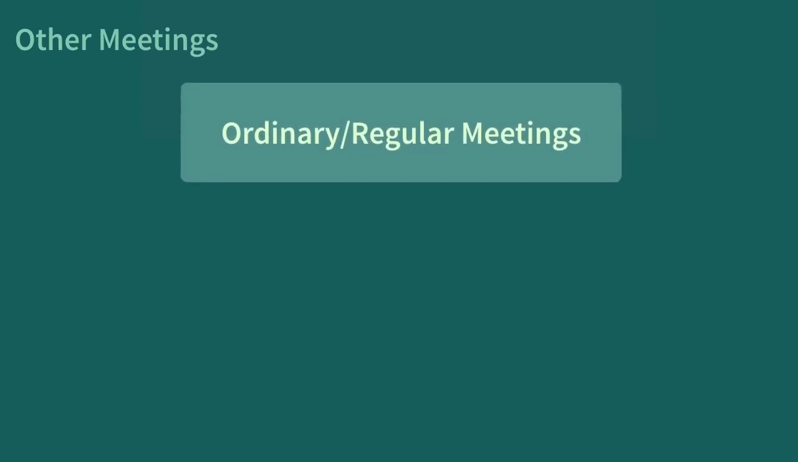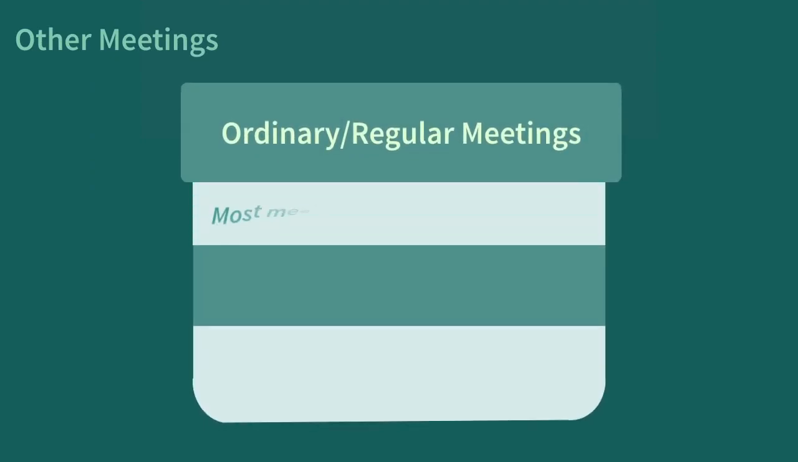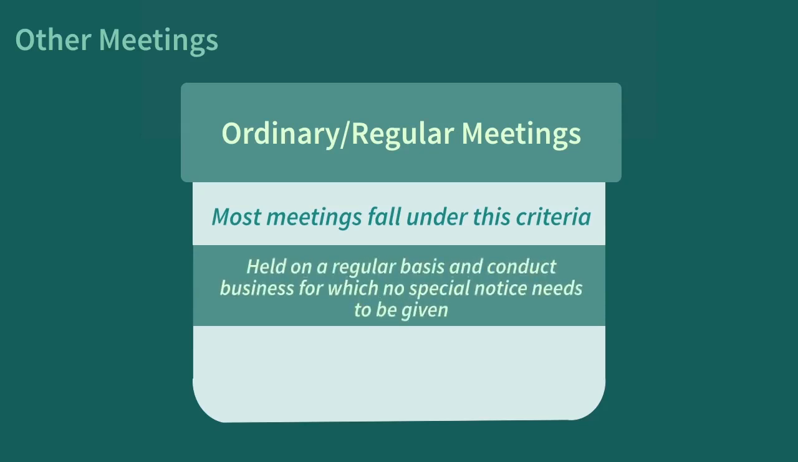Ordinary meetings or regular meetings. Most meetings are ordinary or regular meetings. These are meetings which are held usually on a regular basis and conduct business for which no special notice needs to be given, according to the organization's rules or constitution. The monthly meeting of a sports club or a parents' group are examples of regular meetings.